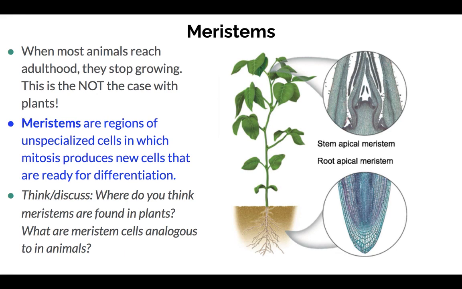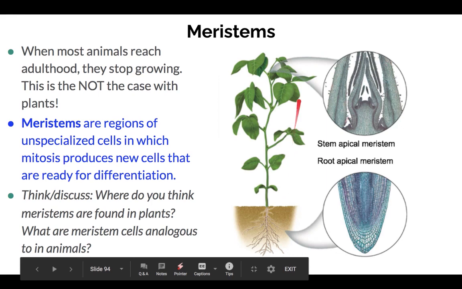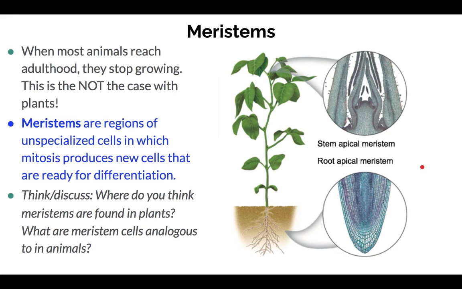So where do you think meristems are found in plants? And your hint is to look at the diagram to the right. What are meristem cells analogous to in animals? So for this question, meristems are typically found in places where the plants are going to grow quickly. So roots down here where they're branching out, as well as stems and leaves. Those are two spots where meristems are most often found, in the regions where they grow quickly. And then second, what are meristem cells analogous to in animals? So you can kind of think of meristem cells as almost stem cells, right? So for us, we have stem cells, plants have meristems.